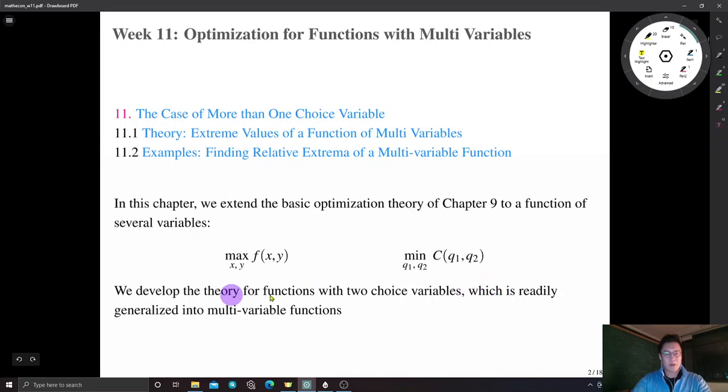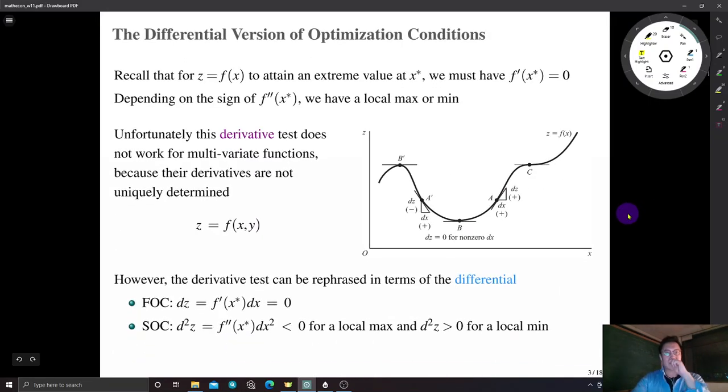So I'm gonna start with a theory for functions with two choice variables, okay? In most cases we focus on functions with two choice variables, just as this function. So f depends on only two variables, and we are gonna study how to find the largest or smallest value of this function, okay? And it turns out that this theory is readily generalized into multivariate functions, when the function depends on more than two variables, okay? All right, so to start, let me go over the basic optimization theory we studied in chapter 9.